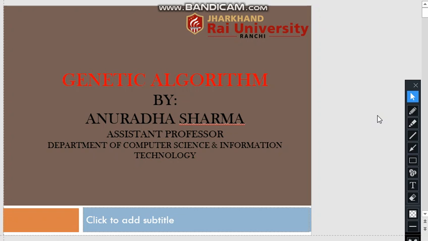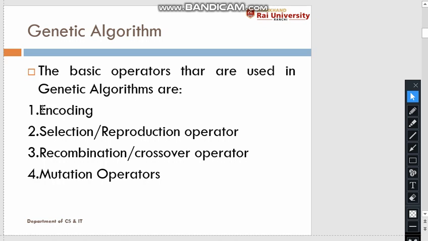In soft computing, we are learning about genetic algorithm. In genetic algorithm, we use different types of operators in order to get the optimized solution. And these operators are your encoding operator, selection operator, reproduction or recombination operator, or crossover operator, and the mutation operator. In my previous lectures, I have already discussed the encoding operator and the selection operator.